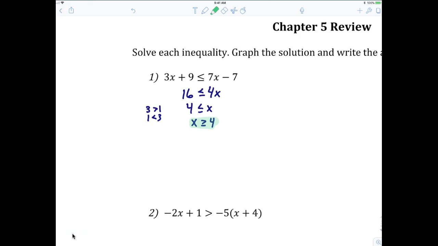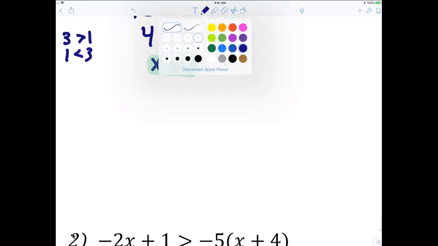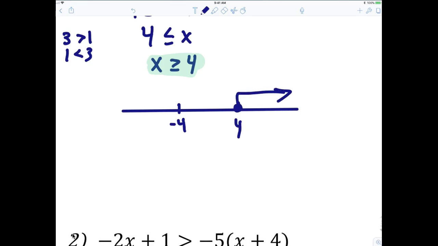All right. Now, if you're greater than or equal to 4, if I had to do that on a number line, it would be very easy. You would say negative 4, 4, solid dot at 4, going to the right. Or you would say what? As interval notation, bracket 4 to infinity. That's what I'm looking for. Anybody have any questions or concerns?